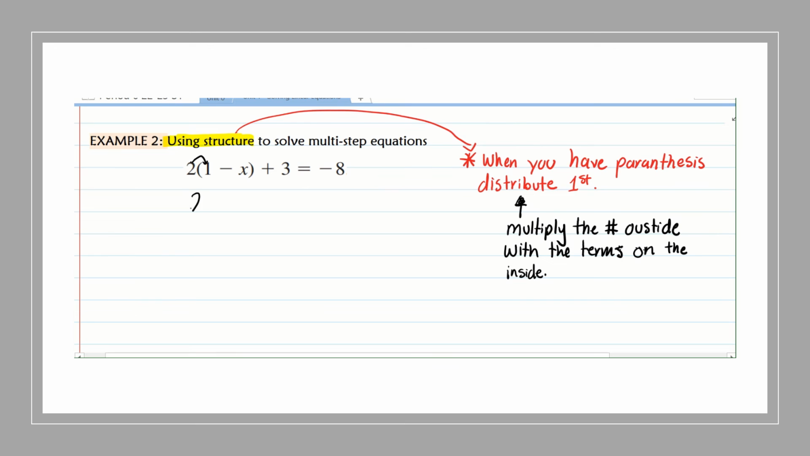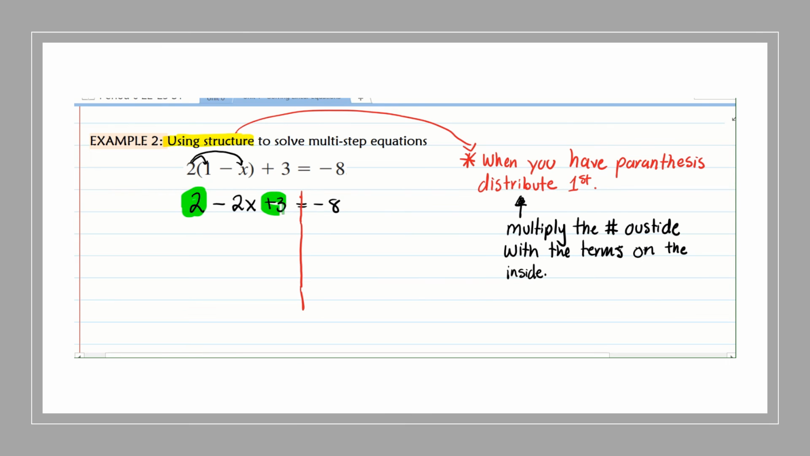So in this case, we're going to distribute the 2 to the inside of the parentheses. So 2 times 1 is 2. 2 times x is 2x. We're going to bring down that minus sign, so the 2x will be a negative. We're going to draw that line to see if we need to combine any like terms. So we're going to split that side to the left side and the right side of the equal sign.